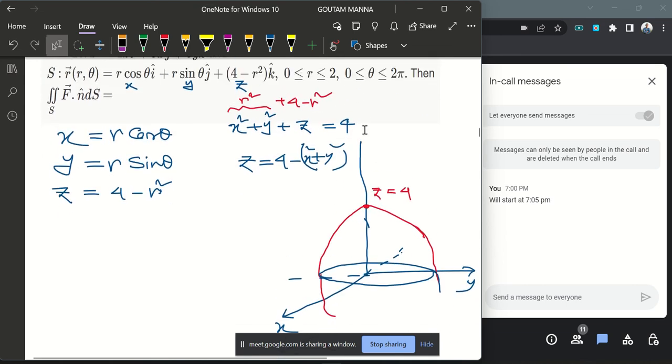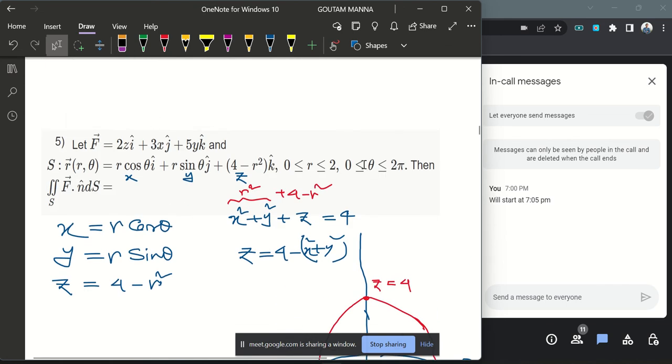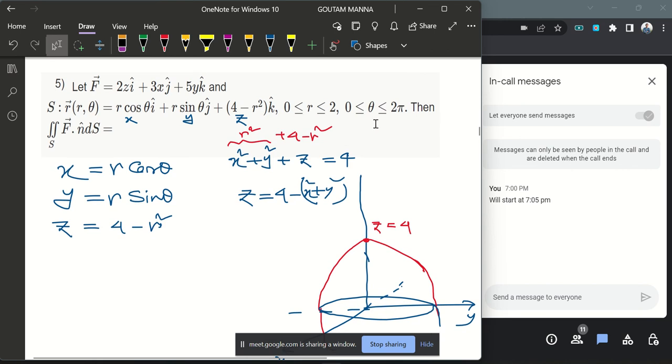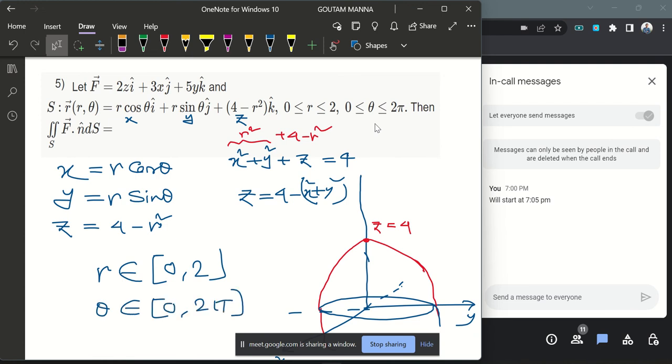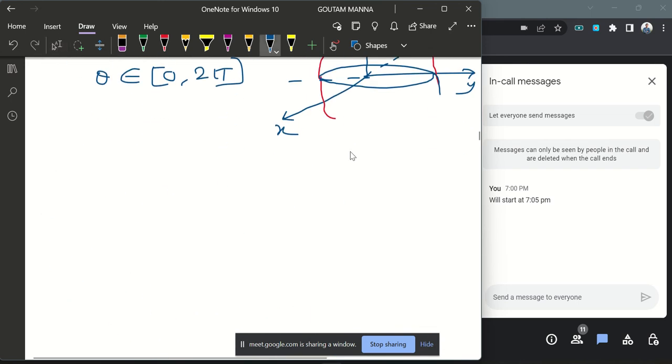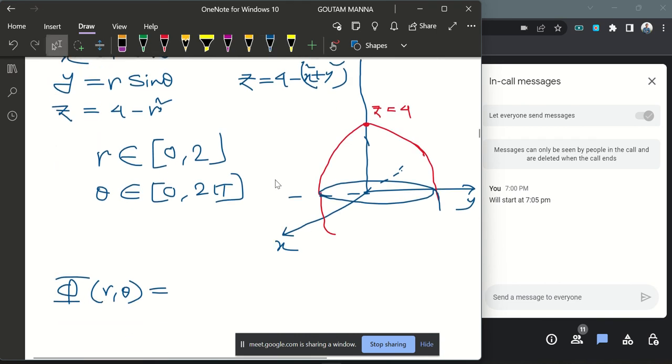So the integration, you are actually doing this surface integration where r belongs to 0 to 2 and theta belongs to 0 to 2 pi. So the radius vector, basically this phi of r, theta, is given by r cos theta i hat plus r sin theta j hat plus 4 minus r square k hat.